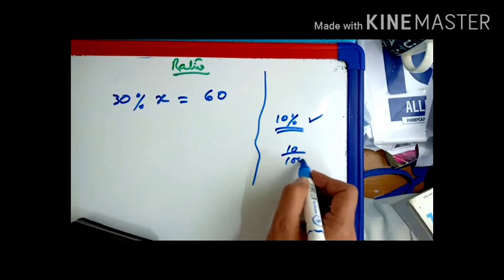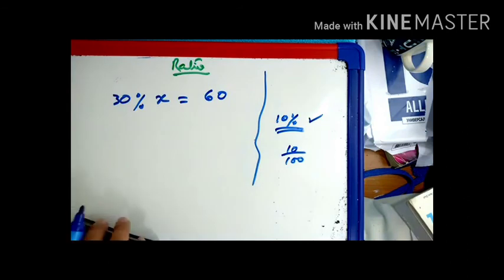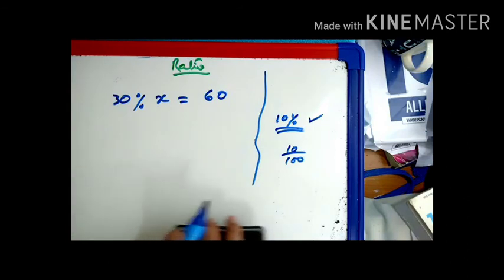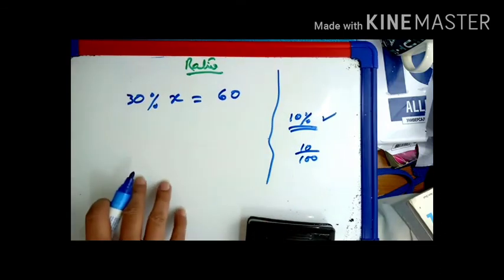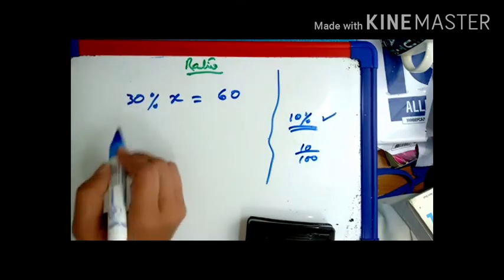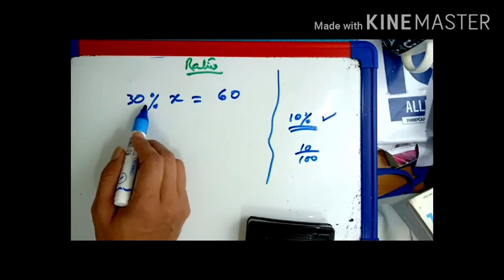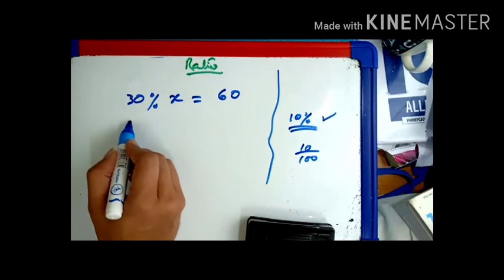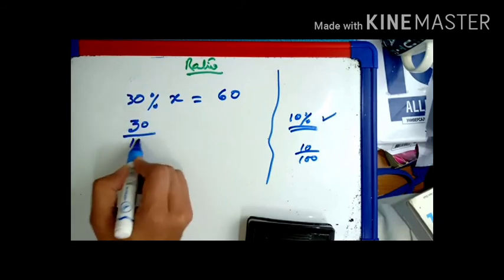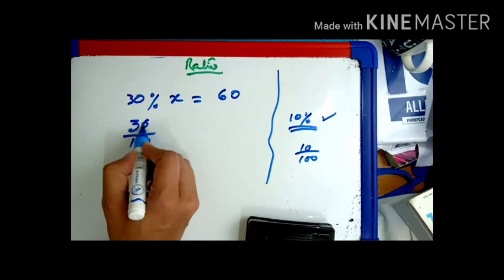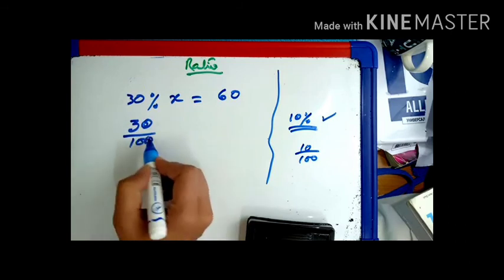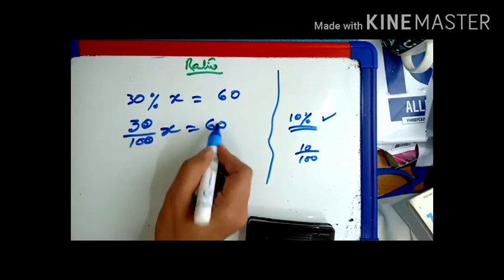So 10 over 100, right? Here what should I write? 30% means? 30 over 100. Good. 30 over 100, and the rest remains the same, right? Yes. 30 over 100 equal to 60.